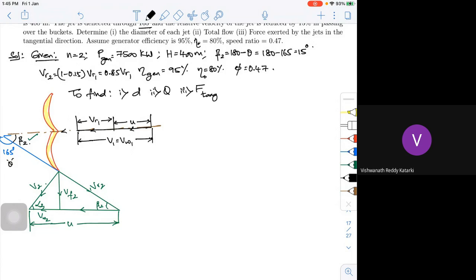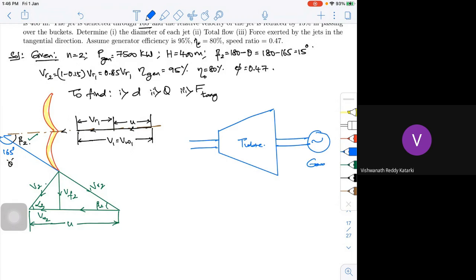Now, if you look into how the construction is, where is my generator? Usually, if this is my turbine, the steam, or water, expands like this, and this is my turbine. To this turbine, I am going to attach a generator. This generator is used to produce electricity. This is the shaft power, and what is given is the generator power.